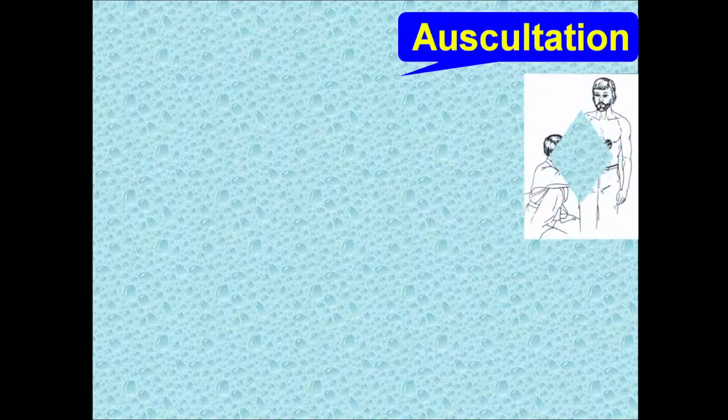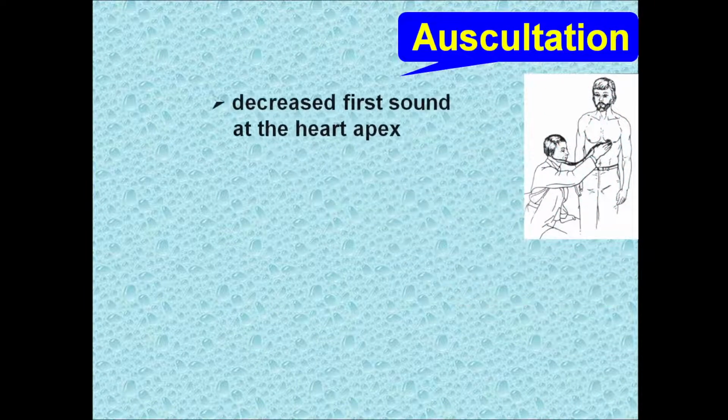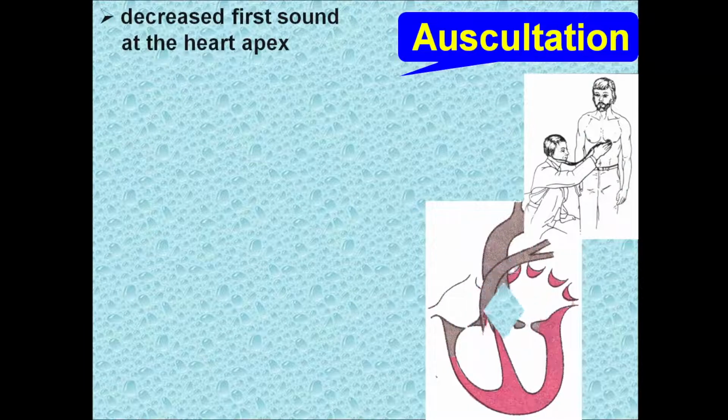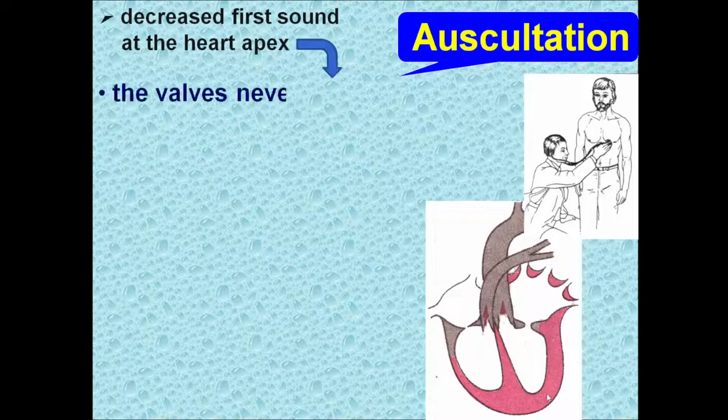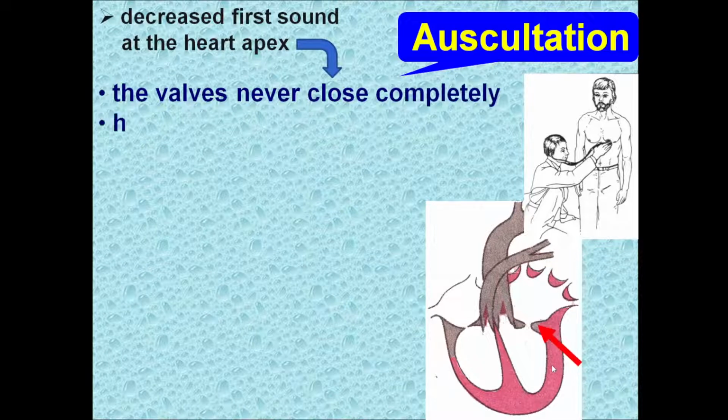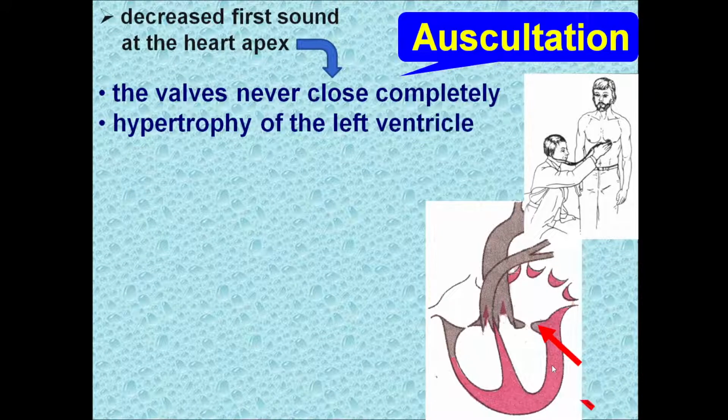On auscultation, we are talking about a mitral heart defect, and the main picture will be over the heart apex. The first sound will be decreased because both its components are affected. First of all, the valvular component, the unclosed mitral valve, and the muscular component due to dilated and hypertrophied heart muscles. Weak first sound.